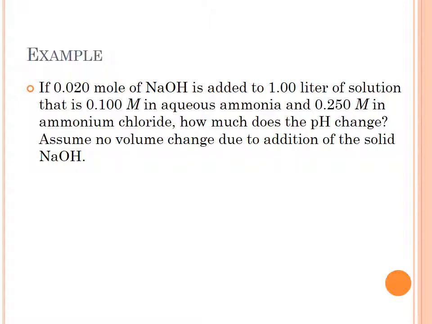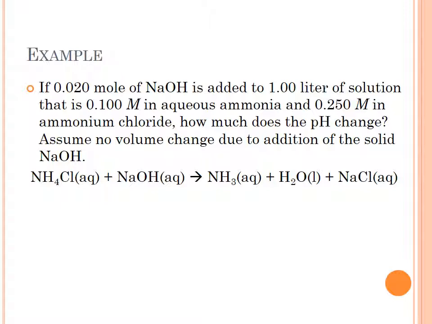Now let's look at the opposite case. Here we're going to add sodium hydroxide, or a base, to the same buffer, 0.02 moles, so same amount of sodium hydroxide. And we'll presume that we're adding a solid sodium hydroxide to the buffer, so we're not going to change the volume very much. So again, a 1 liter solution, 0.1 molar aqueous ammonia, 0.25 molar ammonium chloride. Again, let's look at the pH change, assuming no volume change.